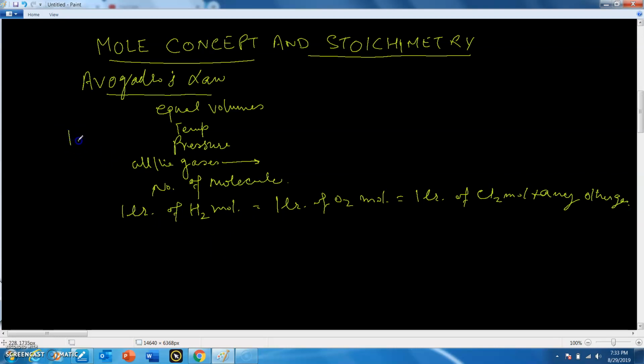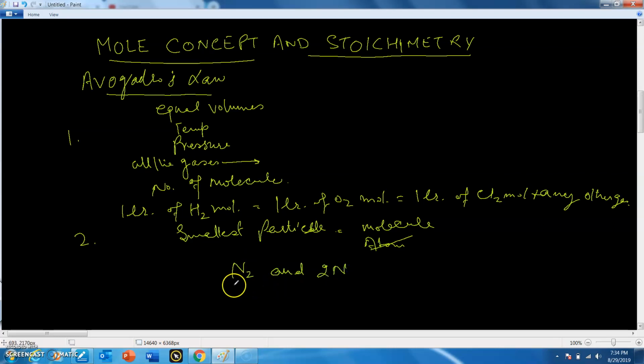In the second point of this law, we can see the smallest particle of a gaseous element is the molecule. We will consider the smallest particle as the molecule, and not the atom, though it may contain 1, 2 or more atoms. Suppose we take N2 and 2N. N2 is one molecule containing two atoms, and 2N is two atoms.